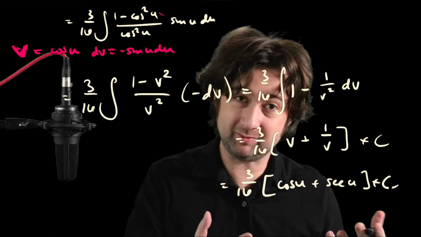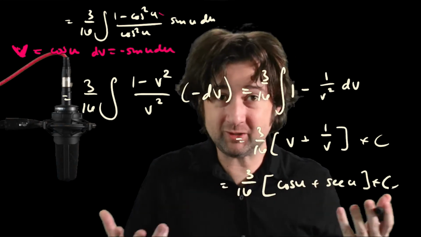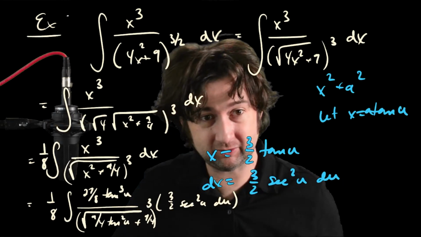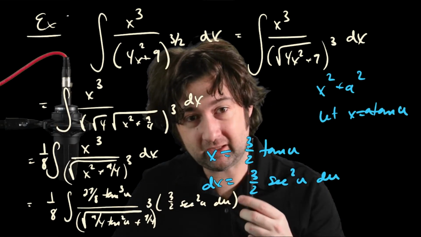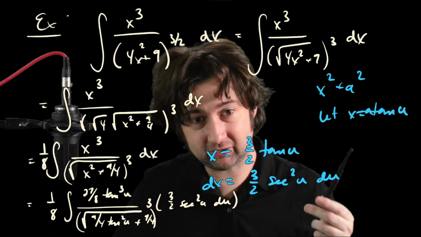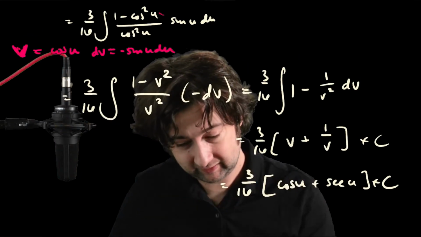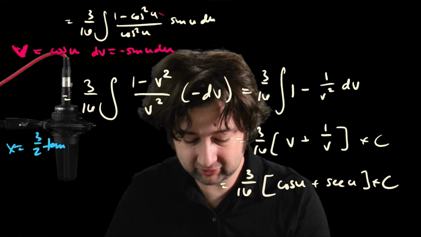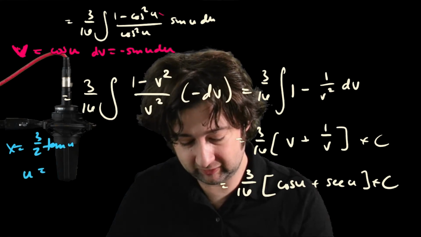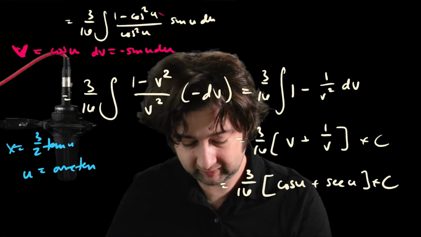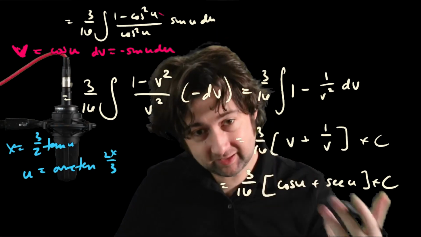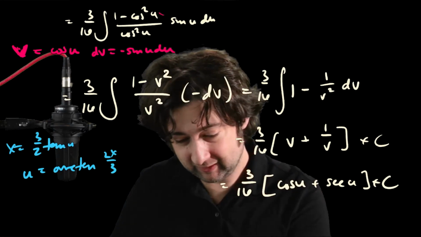I'm still not done because, of course, u was also equal to something. We can go all the way back to the beginning of the problem to see what u was equal to. Oh, well, there's x. X was 3/2 of the tangent of u. So if x was equal to 3/2 of the tangent of u, then that means u is equal to the arctangent of 2x over 3.